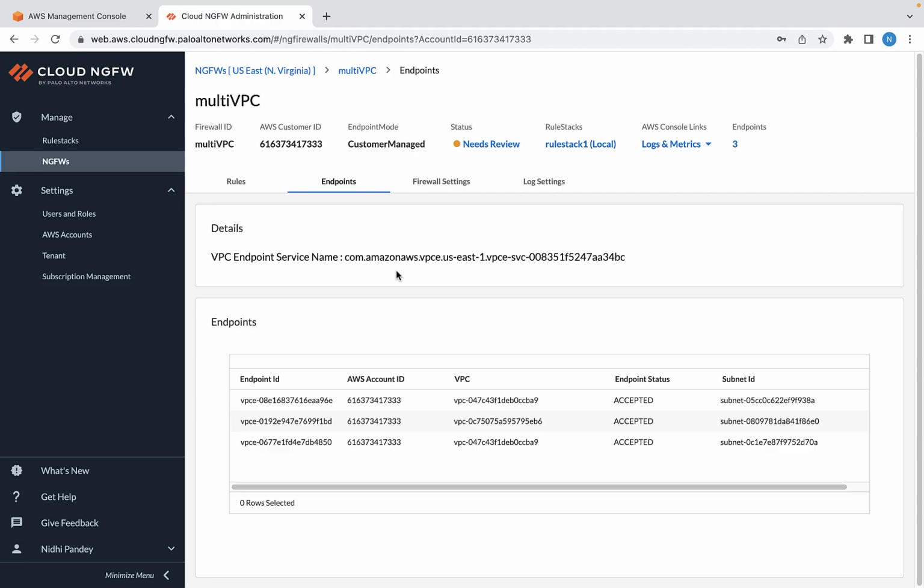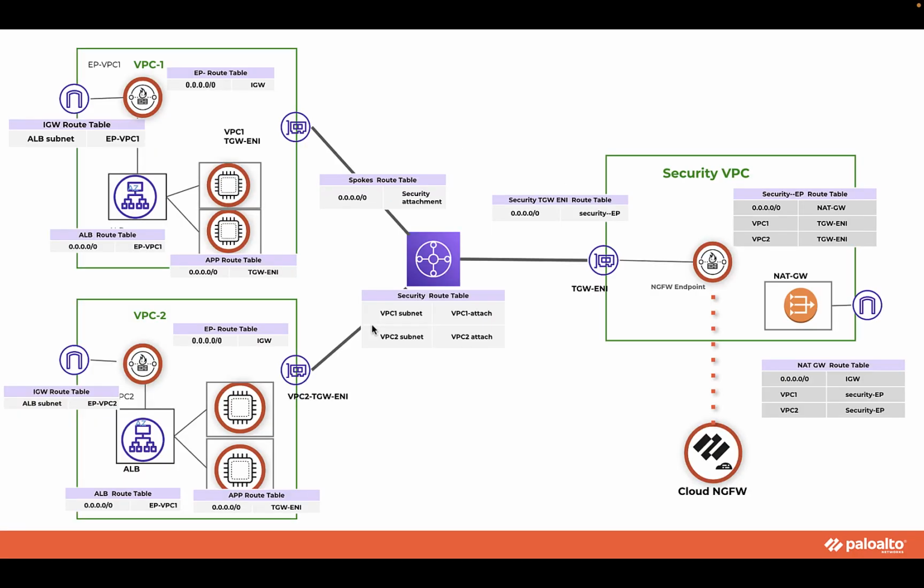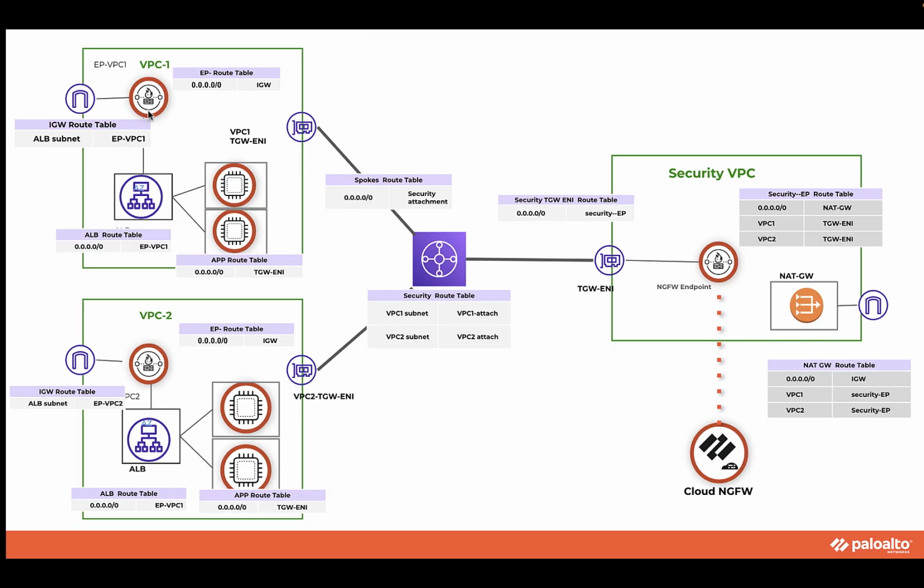With the customer managed endpoints, while creating the endpoints, it can be mapped to the endpoint service which gets created by Cloud NGFW. If you look at the architecture here, I have 3 endpoints created in each of the 3 VPCs. I have an endpoint in the security VPC which handles the egress and the east-west traffic, and I have endpoints in each of the application VPCs to handle the inbound traffic. The route table for the egress and east-west points to the endpoint in the security VPC via the transit gateway. The internet gateway route table for the load balancer points to the endpoint in the application VPC.